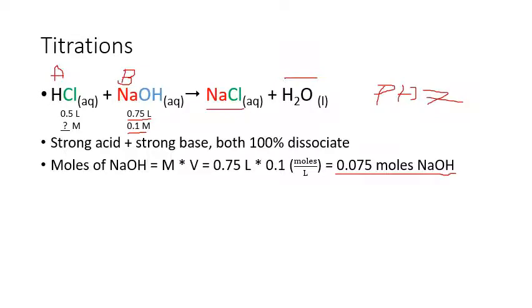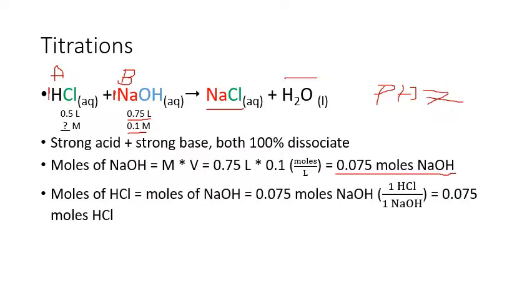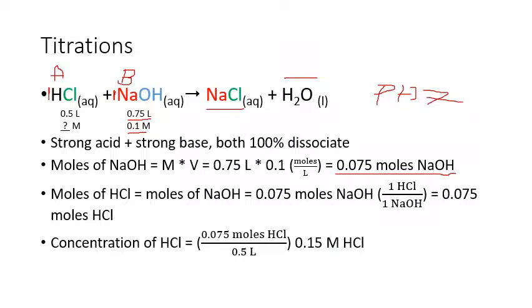And we can see from our balanced reaction here that 1 mole of HCl is going to react with 1 mole of NaOH. So if we added 0.075 moles of NaOH, that means we added 0.075 moles of HCl to our sample, because the moles of acid and the moles of base would equal each other, since this is a 1-to-1 chemical reaction. If we then figure out what the concentration of the HCl is, we know it was 0.075 moles of HCl divided by 0.5 liters, because all those 0.075 moles were contained in half a liter of HCl.